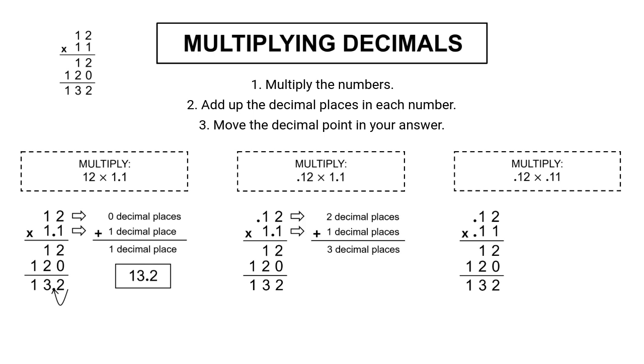The second decimal has 1 decimal place to the right. So we're going to move a total of 3 decimal places. And the final answer is 0.132.